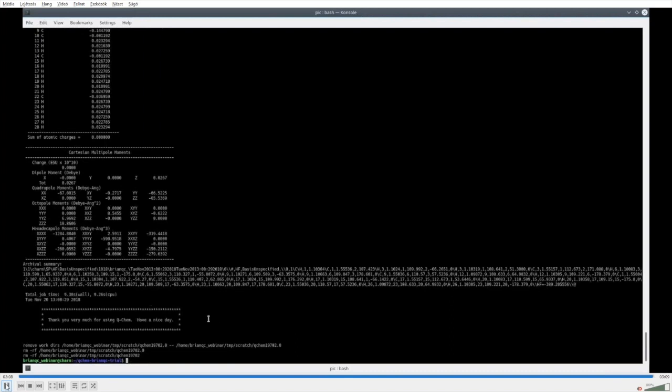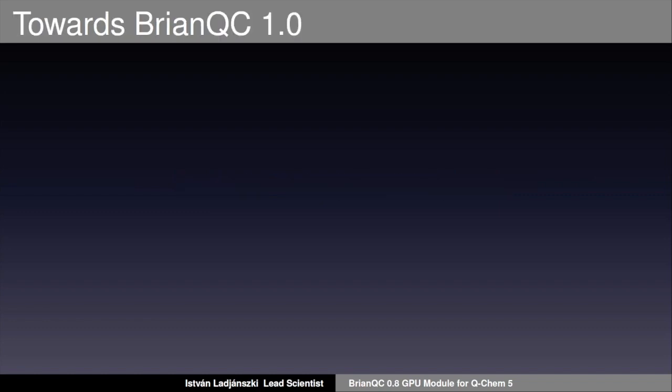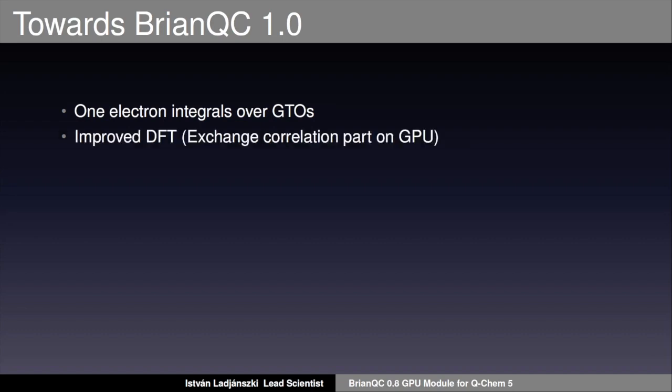And I guess this is it. So we have installed and tested the BrianQC module in approximately 3 minutes. And because the module is currently at 0.8, I would like to show a few steps which we are going to take until we reach BrianQC 1.0. First, we are working on the one electron integrals over Gaussian type functions. We are going to have an improved DFT because we already accelerate DFT calculations in QChem, but we are working on putting the exchange correlation parts on GPU, which will further speed up the DFT calculations.